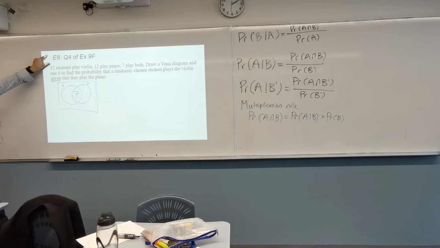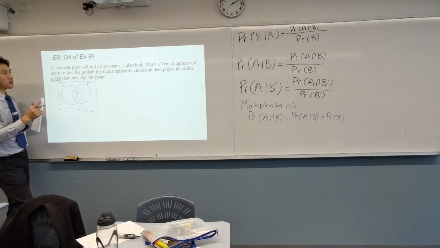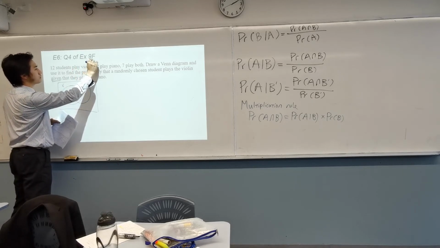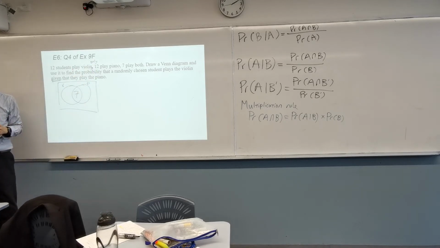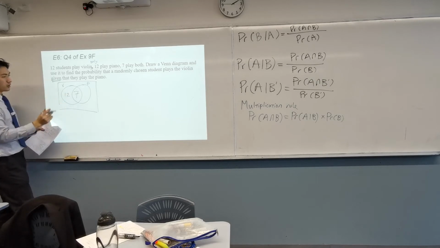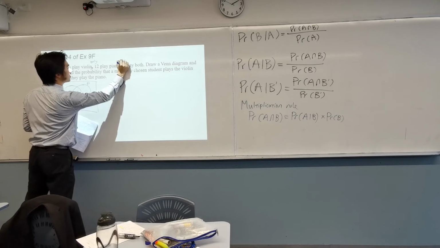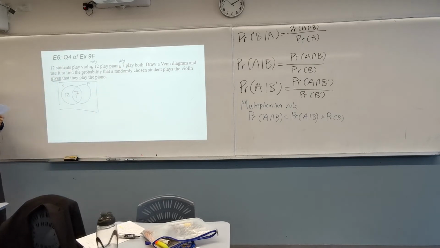This is a question from the book. I got tricked the first time around, and I got the answer actually incorrect. When they say 12 students play violin, they actually mean 12 students play violin only. So let's just follow what the book does and write 12 here. And 12 play piano only. Okay, that's just a quirk of the book.